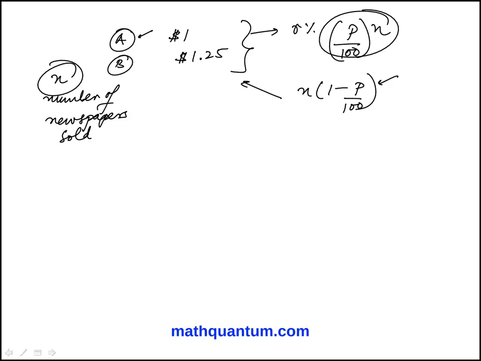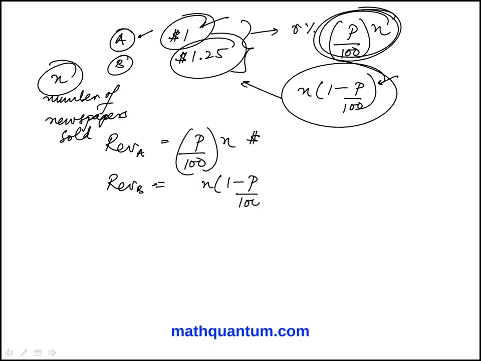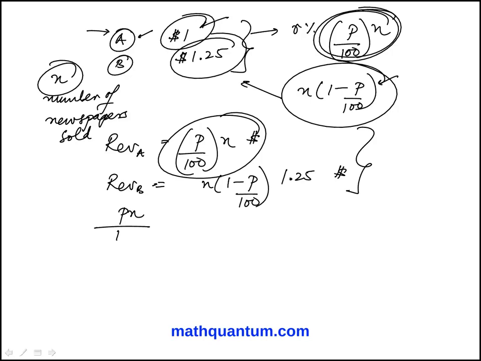Now the revenue for newspaper A would be the number sold times the price of each, which actually, because it's 1, would just look like that, but this is in dollars. Revenue from B would be this times 1.25, and 1 minus P over 100 times 1.25. This is in dollars. And the other condition is R% of the store's revenue was from newspaper A. So this, as a percent of the total, is R%. So the condition is PN over 100 over the sum of these two revenues, PN over 100 plus N times (1 minus P over 100) times 1.25.